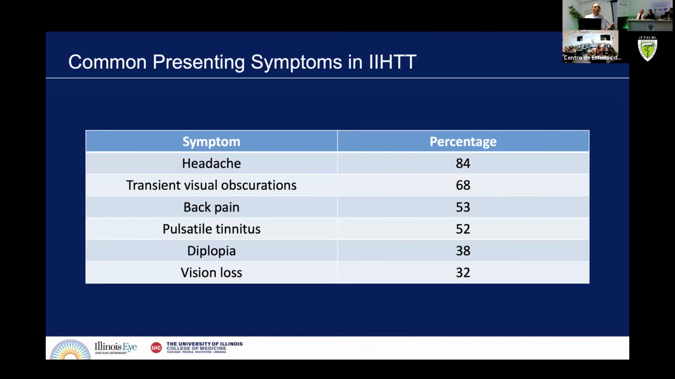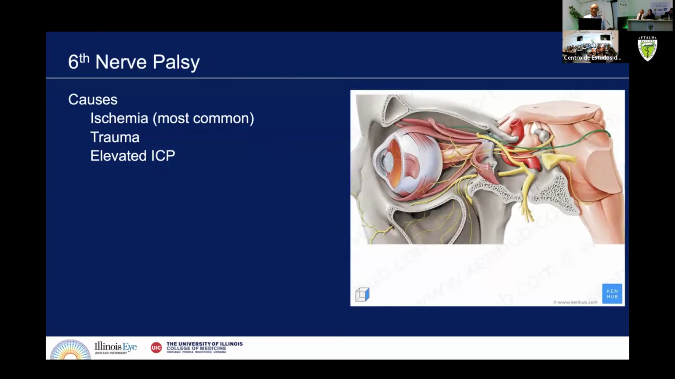Transient visual obscurations are when the patients move position, the vision blacks out for a second or two. These patients can also get back pain through a radiculopathy. The high pressure can push on the nerve roots in the spine and cause back pain. Pulsatile tinnitus, double vision, and then of course vision loss.